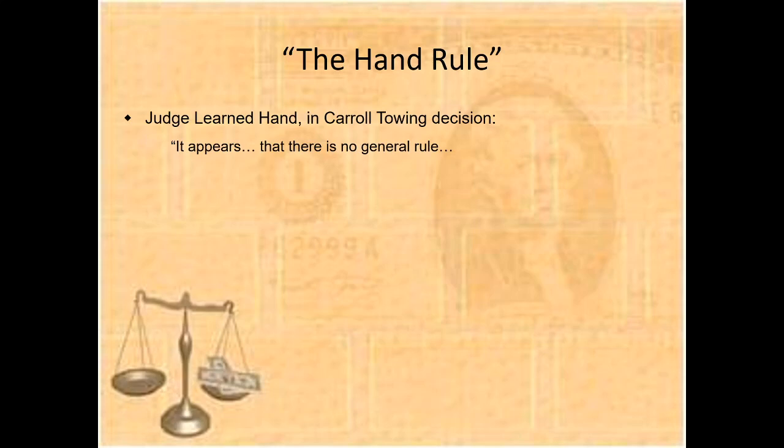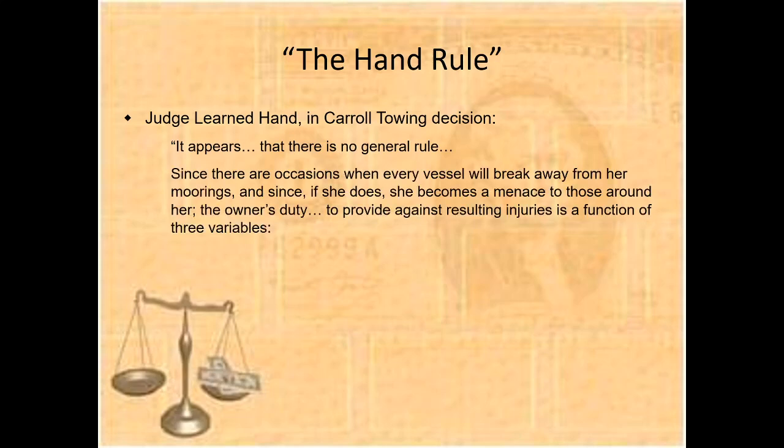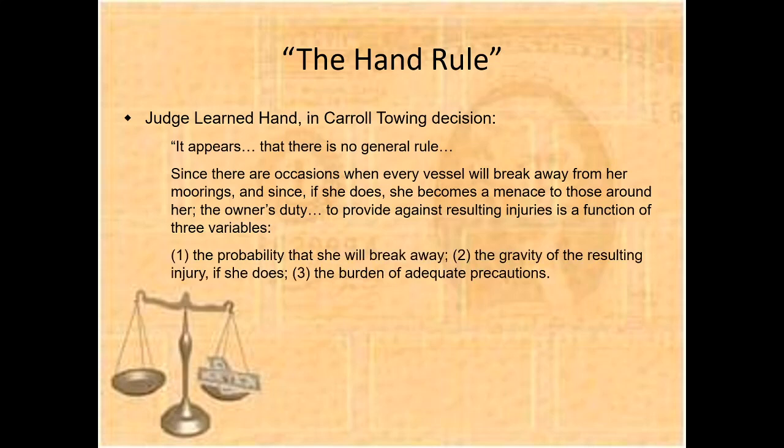To deal with this, Judge Hand in the Carroll Towing decision made the following observation: it appears that there is no general rule, unlike what we have seen in contract, where normally the default rule plays. Here he said that there is no a priori rule in this case. Since there are occasions when every vessel will break away from her moorings, and since if she does, she becomes a menace to those around her, the owner's duty to provide against resulting injury is a function of three variables: the probability that she will break away, the gravity of the resulting injury if she does, and the burden of adequate precaution. These are the three things everyone has to keep in mind.